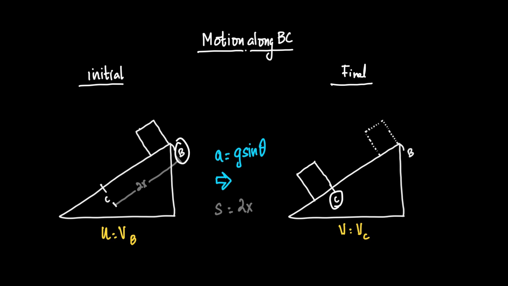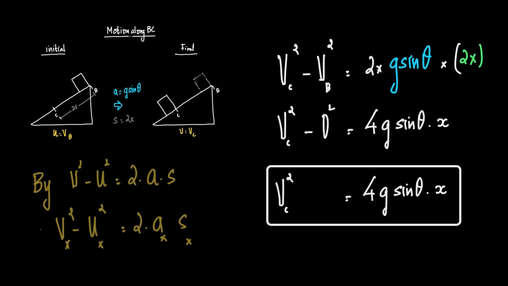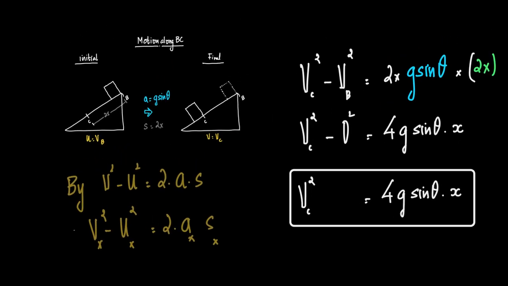What should come into your mind when you have these values? When you have initial velocity, final velocity, acceleration, and displacement? Exactly. The moment you have this, it should come into your mind that we can use v square minus u square is equal to 2ax. What is v? The final velocity. What is the final velocity? Vc. So we have Vc square. What is the initial velocity? It is the initial condition Vb, so we have Vb square.